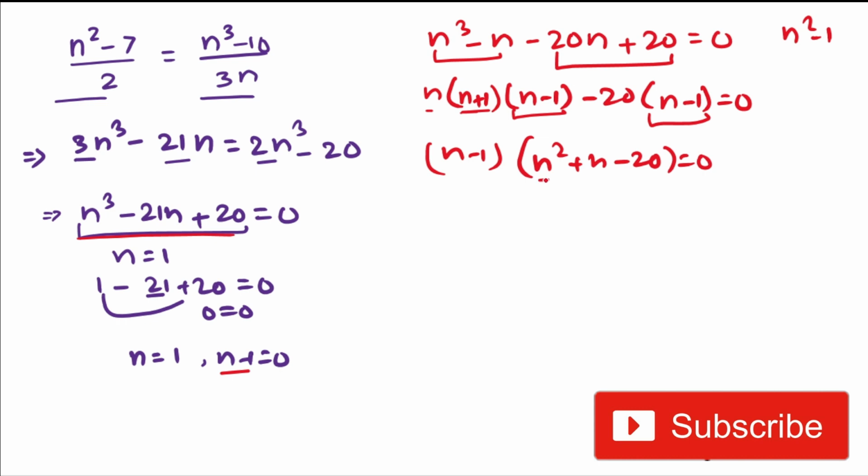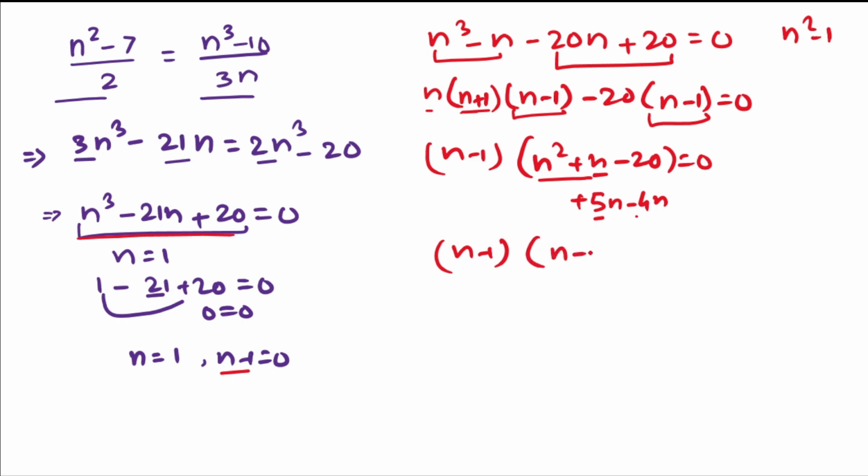Now for factorizing this term we can write n as plus 5n minus 4n, since the multiplication of 4 and 5 is 20. So the factors will be n minus 1, and the factorization of the other term will be n minus 5 multiplied by n plus 4, that is equal to 0. Now here we have three factors, that is n minus 1, n minus 5 and n plus 4.